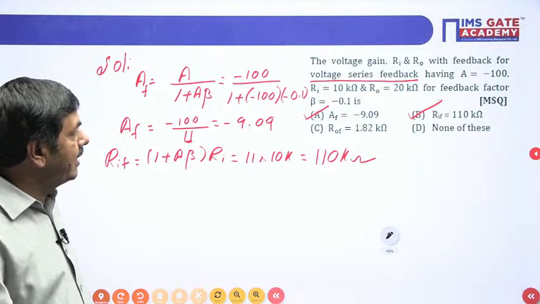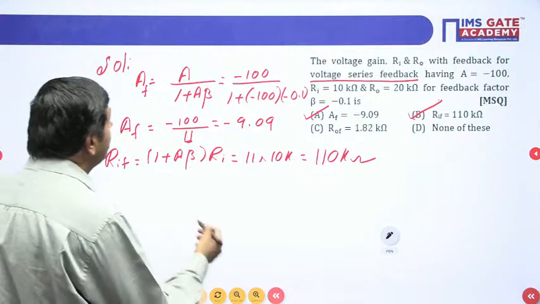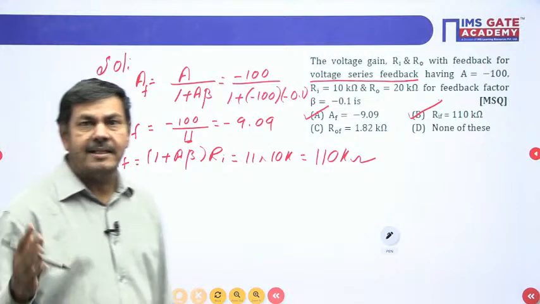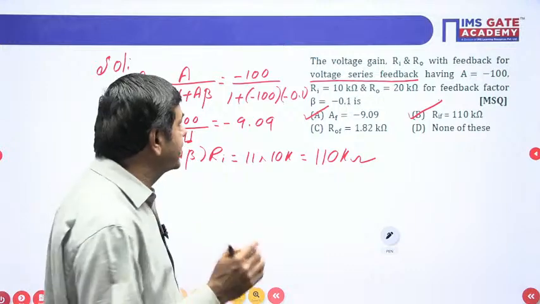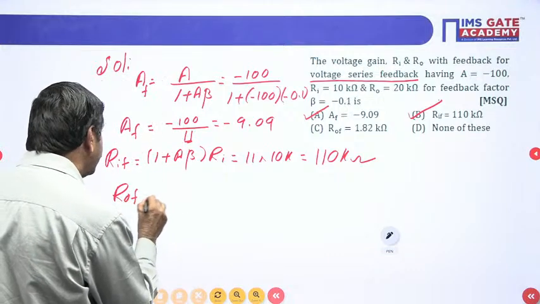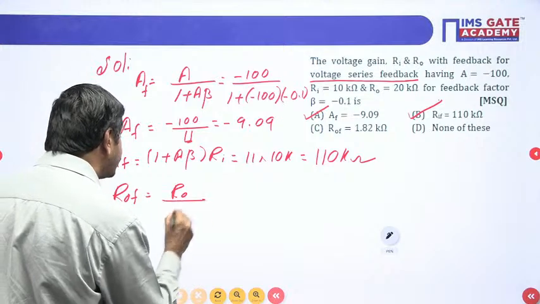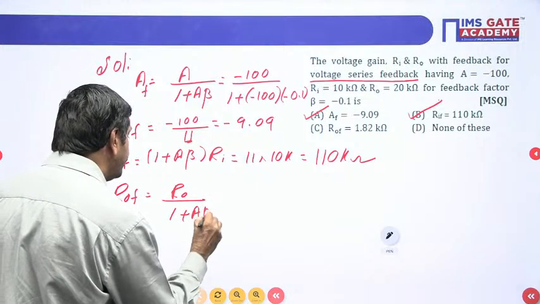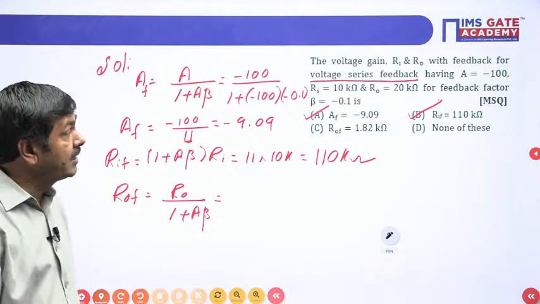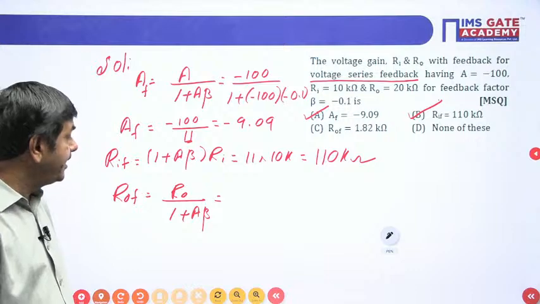In the voltage series feedback amplifier, output impedance will be decreased. Yes, exactly correct, Gopal. But I wish to find the RYF. RYF is calculated by R0 by 1 plus A beta. Output impedance will be decreased because of the negative feedback.